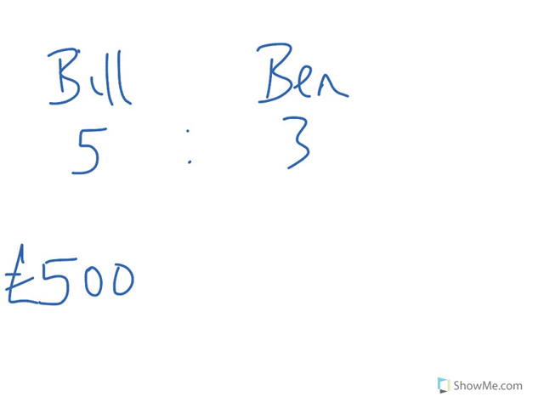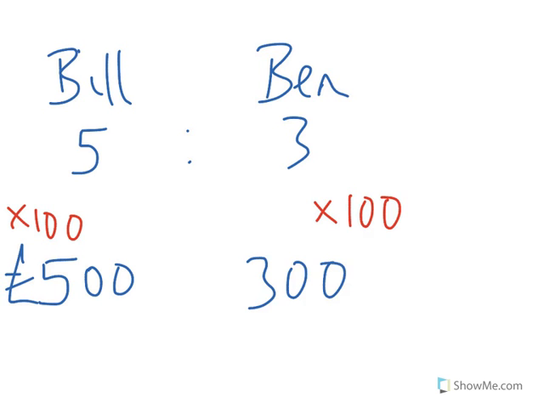Well, Bill's share is 5 in the ratio, so we need to know what 5 has been multiplied by to become 500, and it's been multiplied by 100. Therefore, Ben's ratio of 3 needs to be multiplied by 100 as well, which would give him £300.